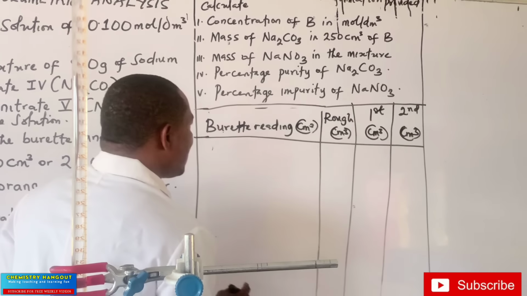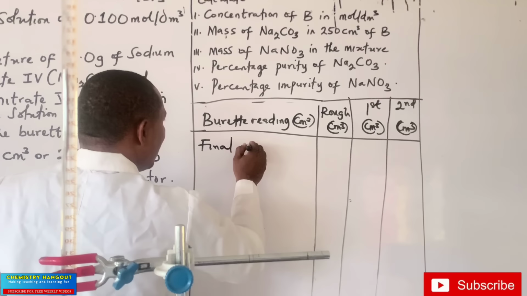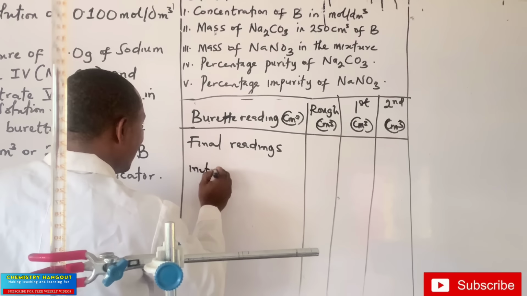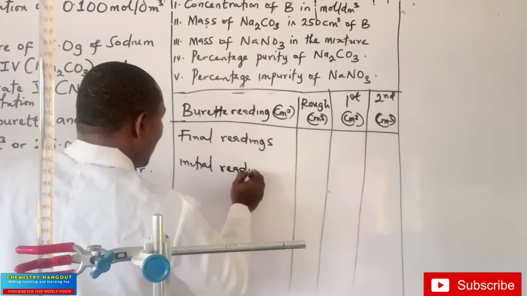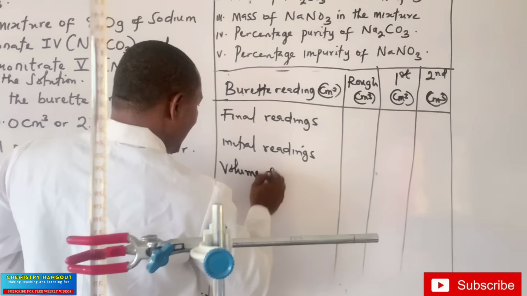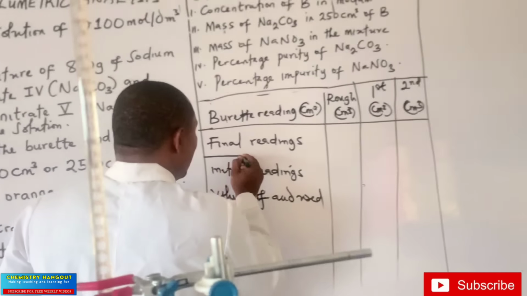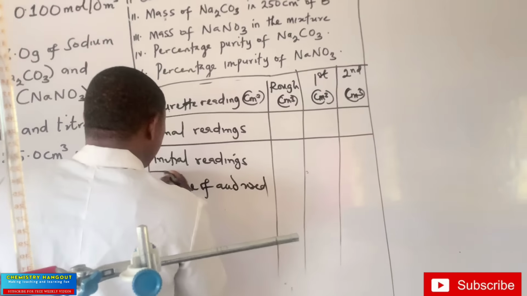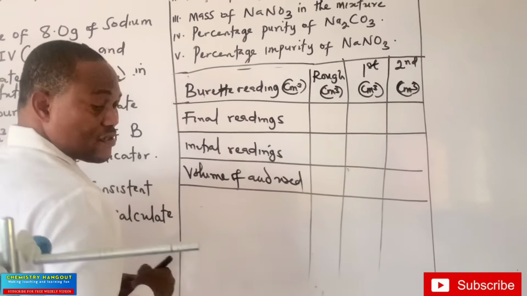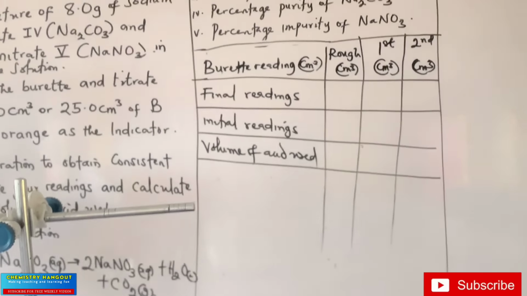So let me do it like this. So we have here to be the final readings, right? You have the final readings, you have the initial readings, okay? Then we have the volume of acid used. Okay, so let's tabulate them. These are important steps to take.